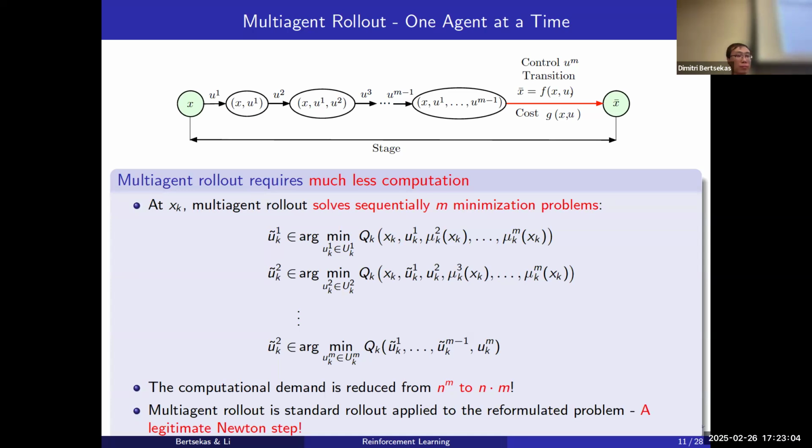Multi-agent rollout and standard rollout represent Newton steps. If we are within the region of convergence of Newton's method, they are roughly the same. They both converge very fast to the optimal solution. If you're far away from the region of convergence, one may work better than the other, and the reverse. But it's all luck of the draw.